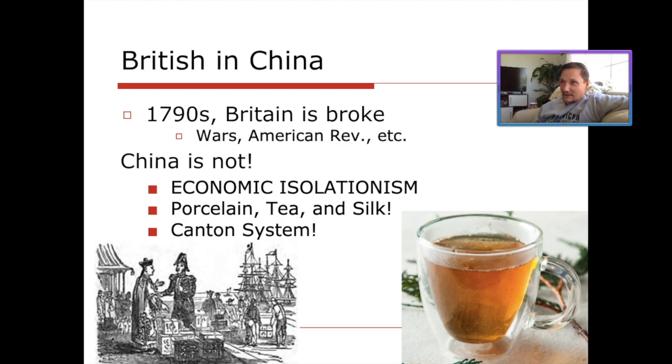All right, anyway. So in the 1790s, Britain is broke. Speaking of what my wife was just talking about, though, the reason why they were so broke is because of the American Revolution and the Napoleonic Wars in Europe. They have no money and they're in extreme amounts of debt. But the thing about it is, China is not.